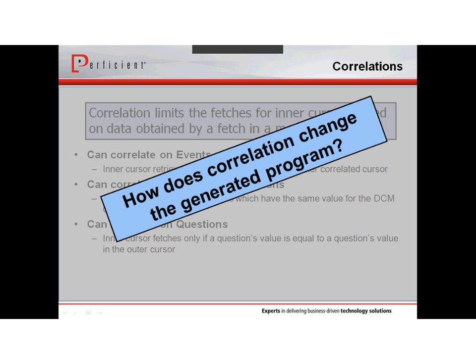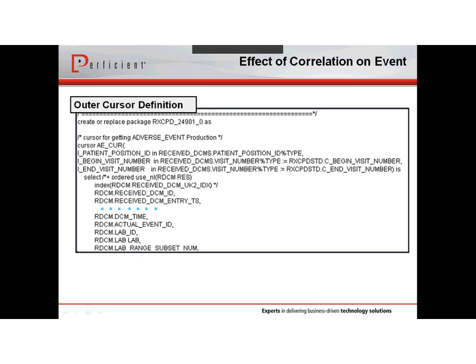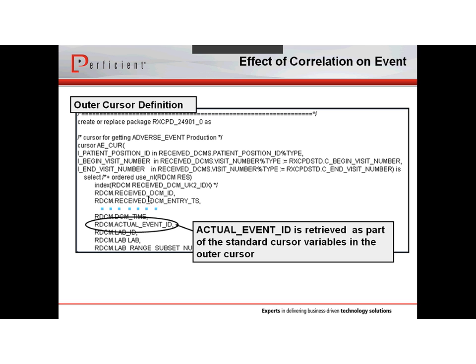Now, how does correlation change the generated program? Here's the cursor definition for the outer cursor. It defines the cursor, and then this is a select statement. Don't worry about all this stuff up here. Notice that what's being fetched is the actual event ID. The actual event ID is retrieved as part of the standard cursor variables in the outer cursor. So when you retrieve from the AE cursor, it retrieves the actual event ID that AE corresponds to.